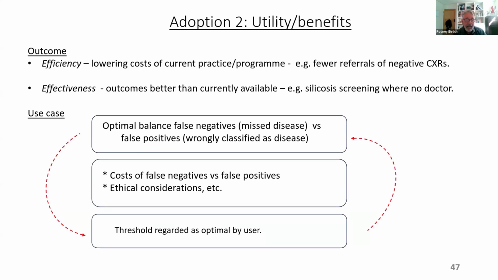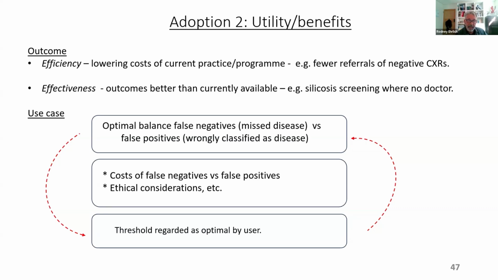So adoption, again, people don't quite get it. I think what I'm finding is that a lot of the attention up to now in the literature has been paid to accuracy, and surprisingly little attention to this phase, as it were, of utility and benefits. Efficiency is the one that can certainly be shown. There's a lot of evidence that you are able to lower the costs of the current practice program. For example, fewer referrals for negative chest x-rays if you have an accurate system. And most systems are now fairly accurate, in other words, sensitive with regard to excluding chest x-rays for silicosis.